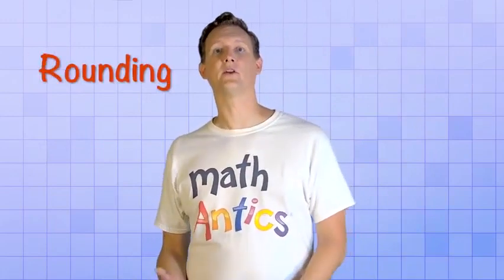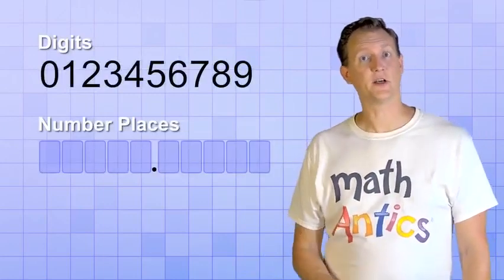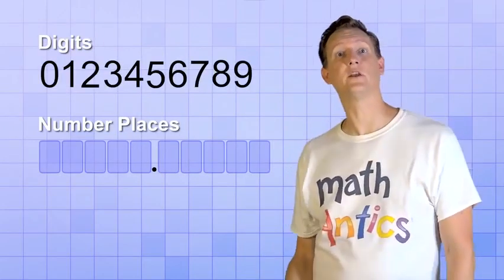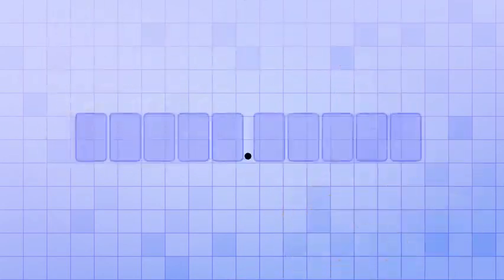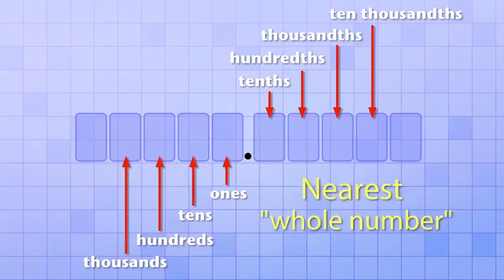Okay, now that you know what rounding is and why we do it, for the rest of this video, we're going to focus on learning the procedure we follow to round off a number. Do you remember how our number system is based on digits and number places? Each digit of a number occupies a particular number place. And each number place is named according to the amount it represents, or counts. And it's important to know those names whenever you're rounding a number, because you'll usually be asked to round to a specific number place. For example, you may be asked to round a number to the nearest 10, or the nearest 100. Or you might be asked to round a number off to the nearest 10th, or 100th. You may even be asked to round to the nearest whole number, which is another way of asking you to round to the ones place.